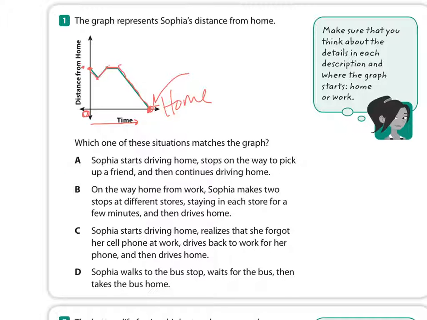Life. So your graph should look something like that. Again, you might have steeper lines, or maybe not as steep as mine, but it should have that general shape. There's three parts: driving to work, staying at work for a few minutes, and then driving home.